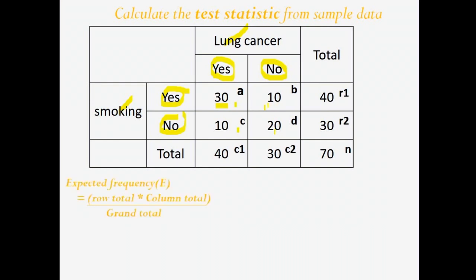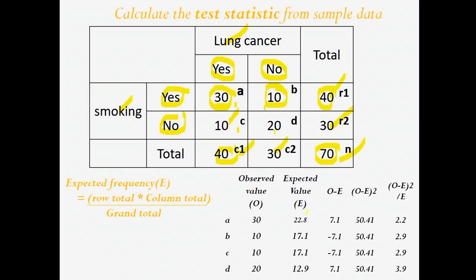We need to calculate the expected values also. The expected value is given by the formula: for a particular cell, the row total into column total divided by grand total. So for this expected value, we calculate 40 into 40 divided by 70. For this cell, the expected value will be 40 into 30 divided by 70. For this cell, we calculate 30 into 40 divided by 70. Like that, we calculate the values for each of these cells.